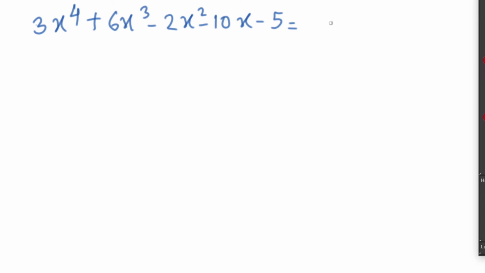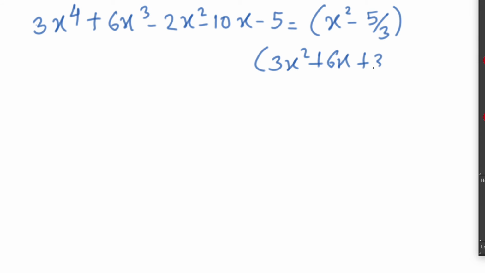First we will write the given polynomial 3x^4 plus 6x cube minus 2x square minus 10x minus 5. As we got the factors from the two zeros and multiplied them, we got x square minus 5 by 3. This is the first one, and the next we have 3x square, with a plus 3. So these are the factors.